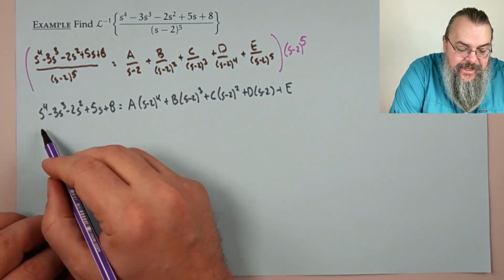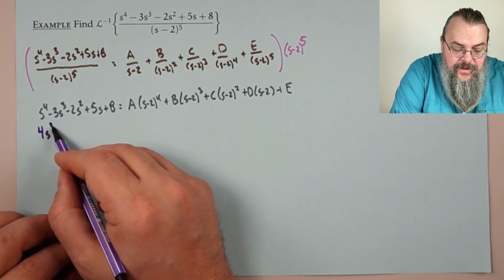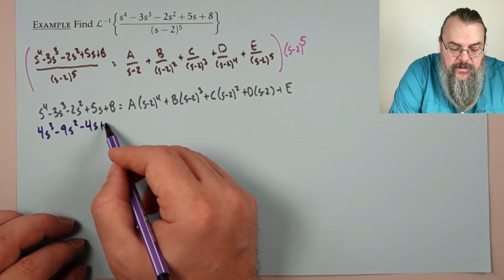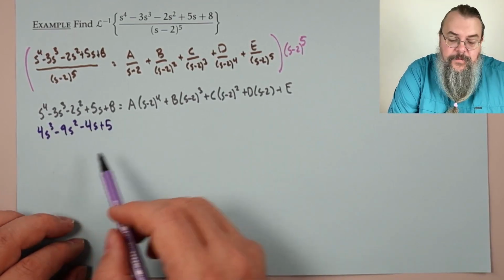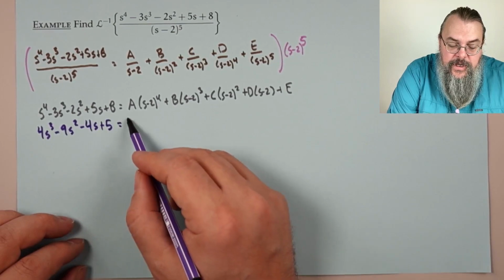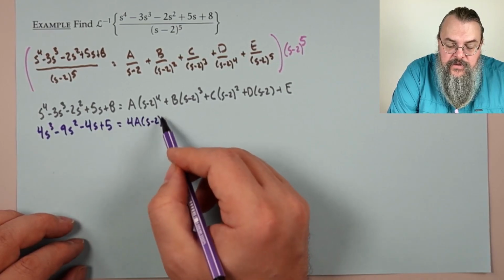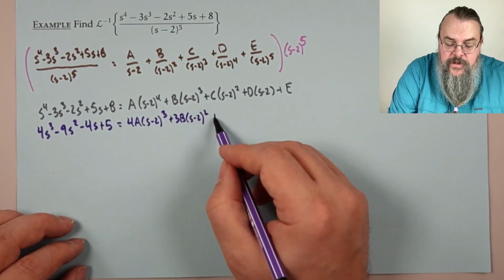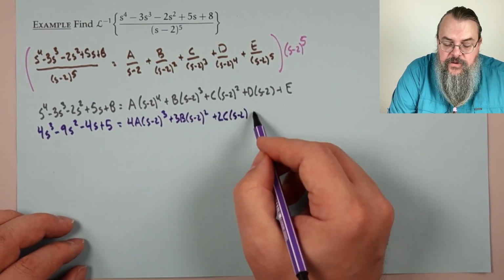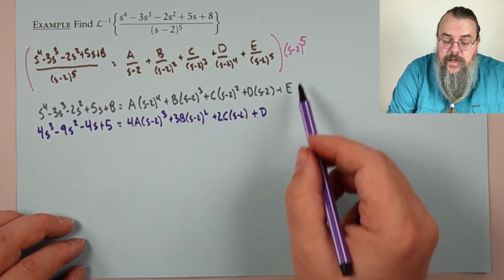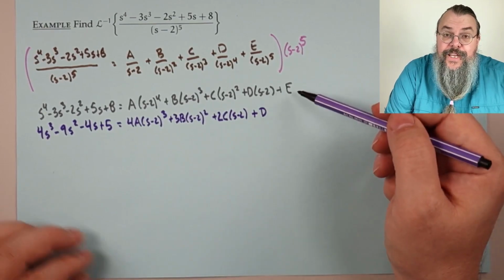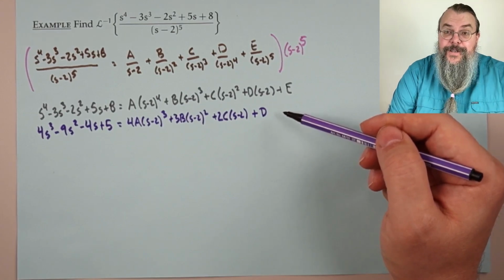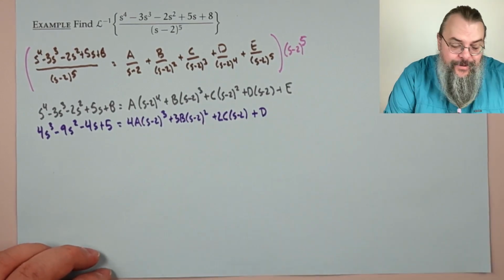Okay, so taking derivatives, 4s cubed minus 9s squared minus 4s plus 5, right? It's not so bad to take the derivative of a polynomial. Now, what happens here? We get 4a(s minus 2) cubed, 3b(s minus 2) squared, 2c(s minus 2), d, and then that goes away. Now notice, it's pretty easy to solve for e in the first one. It's pretty easy to solve for d in the second one. Well, it's an idea so nice, we'll do it twice.